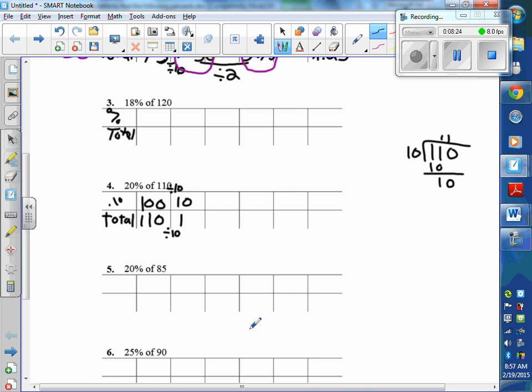Now, could you have done that with mental math now that you look at your answer? Yeah. But that's okay. You'll get better at that, right? So now she has 10%. 120. Yeah. So then I would just do times 2. Yep. That's all you would do.